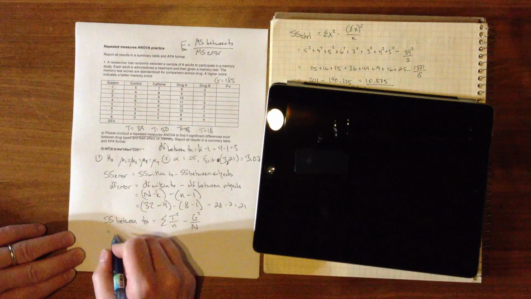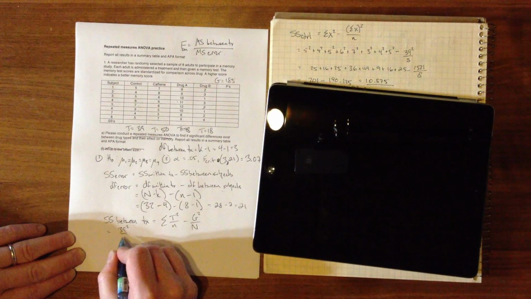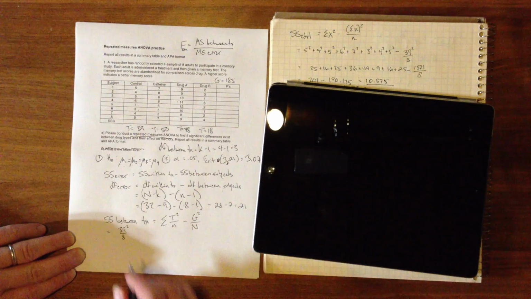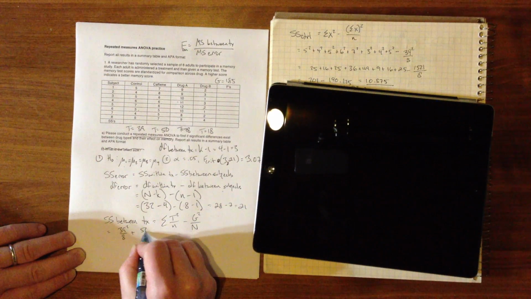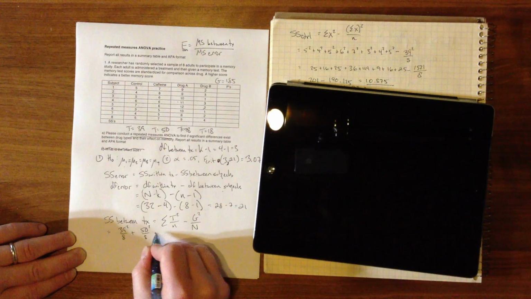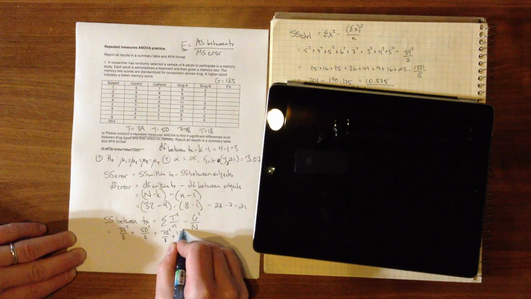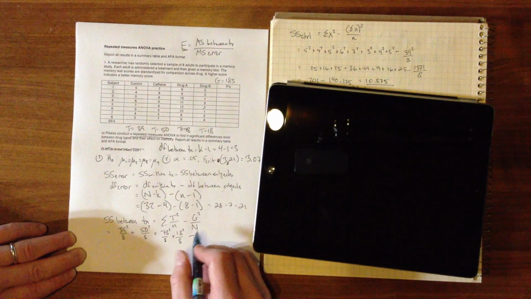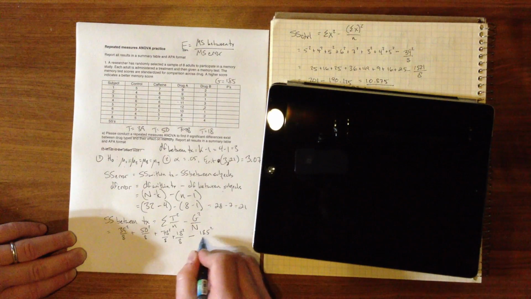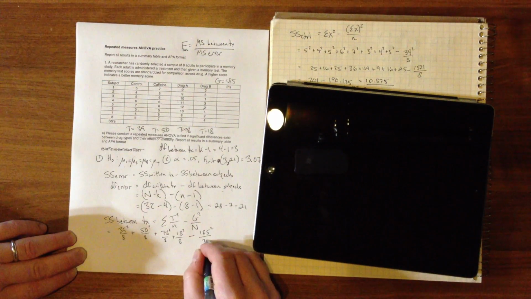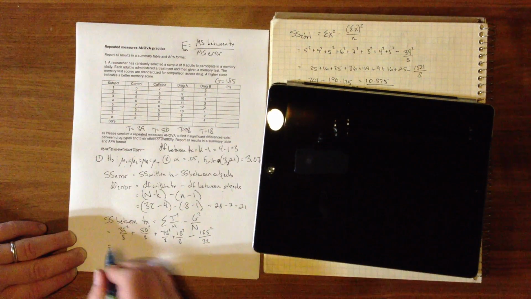Okay, so let's do our T's. That's 39 squared over n, which is 8 scores, right? Plus 50 squared over 8, plus 78 squared over 8, plus 18 squared over 8, minus 185 squared over big N, which is 32, right? That's the number of total scores that we've got.